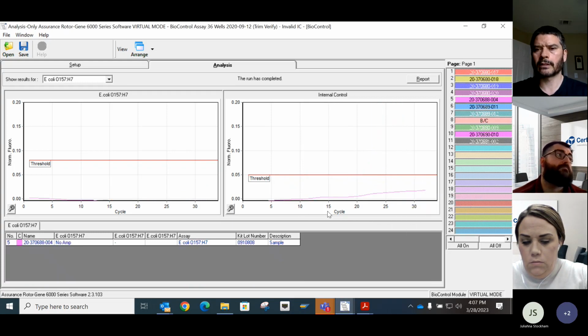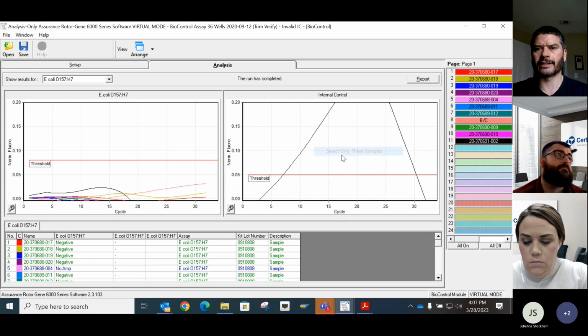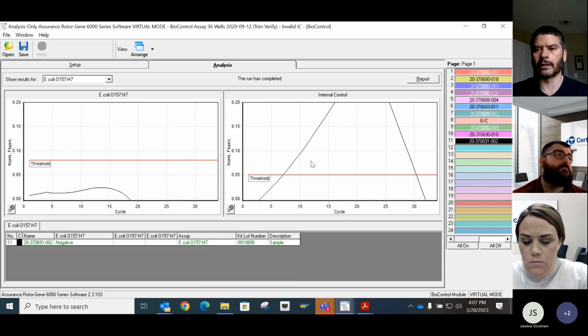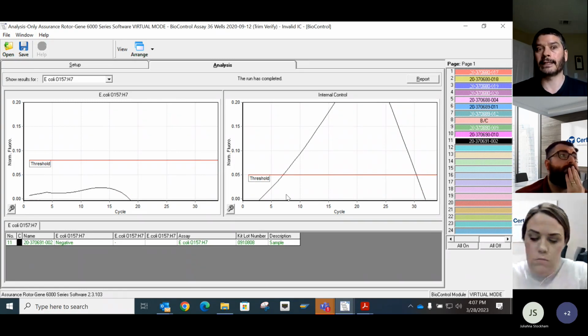So if we look at this, we have completely negative in the target window. The internal control stayed fairly flat, gave us a no amp result. This sample needs to be reanalyzed along with this invalid result here, due to most likely contents evaporating from the tube. Any questions on invalid IC?